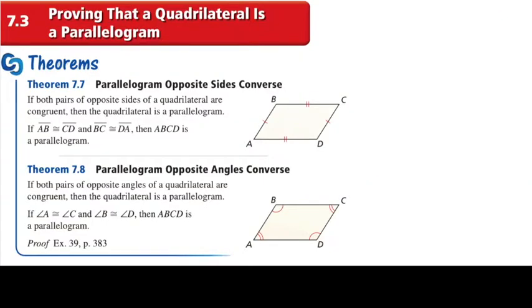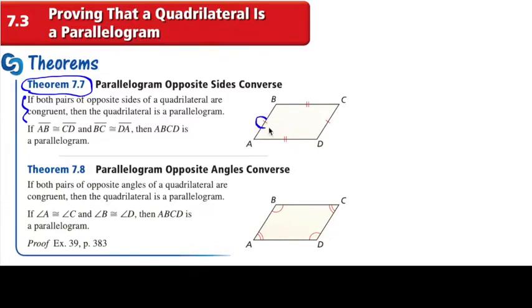This is section 7.3, proving that a quadrilateral is a parallelogram. And we see that we have two theorems on screen. Our first is Theorem 7.7. It is titled the Parallelogram Opposite Side Converse, and it states that if both pairs of opposite sides of a quadrilateral are congruent, then the quadrilateral is a parallelogram.